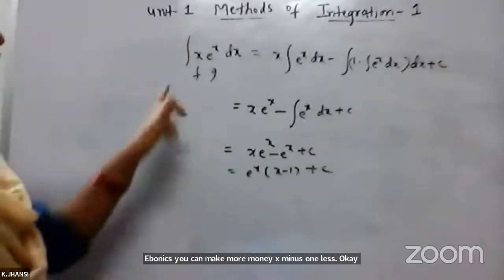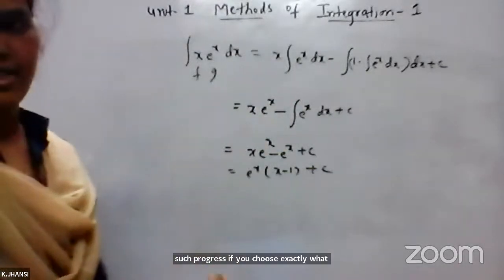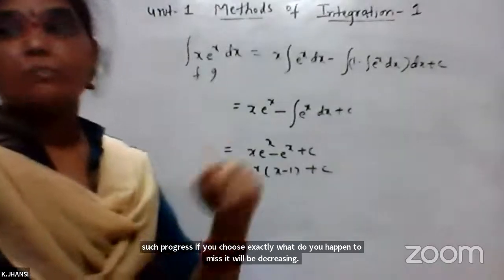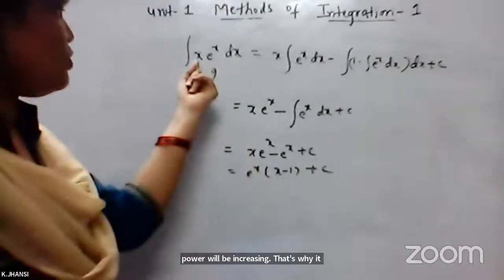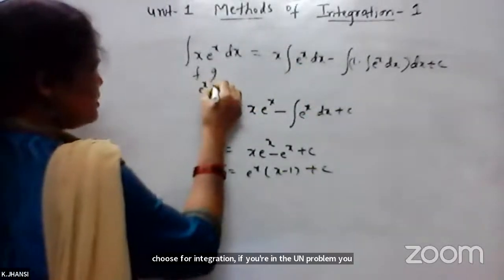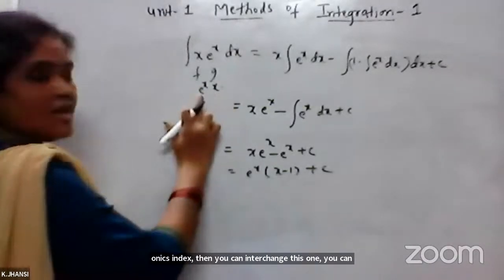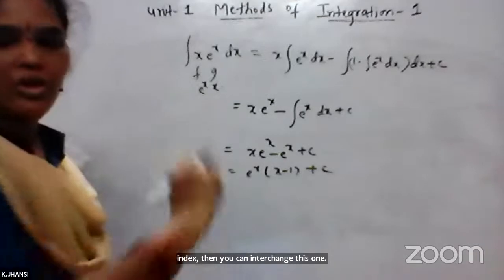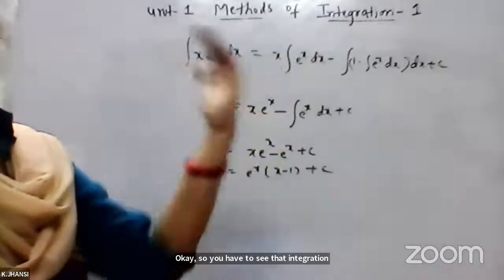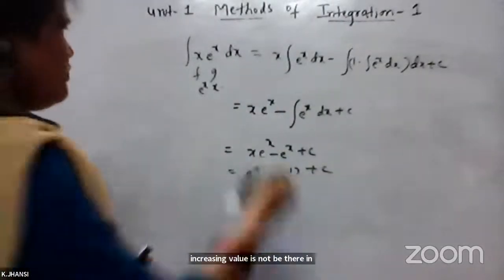Okay. So in such problems, if you choose x as f, what will happen is it will be decreasing. In differentiation, the x power will be decreasing. In integration, the x power will be increasing. That's why you should not choose x for integration. If in the given problem you have e power x into x, then you can interchange this. You can take this as f and this as g. So nothing will happen. Okay. So you have to see that in integration, the value should not go on increasing. Okay. Next we'll see one more example.